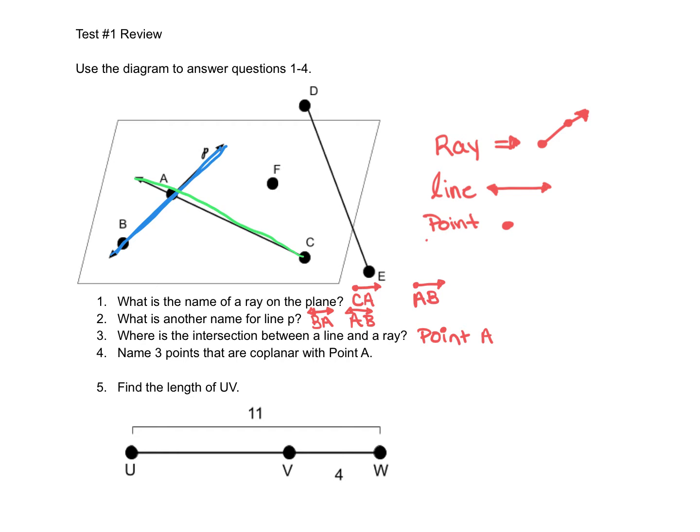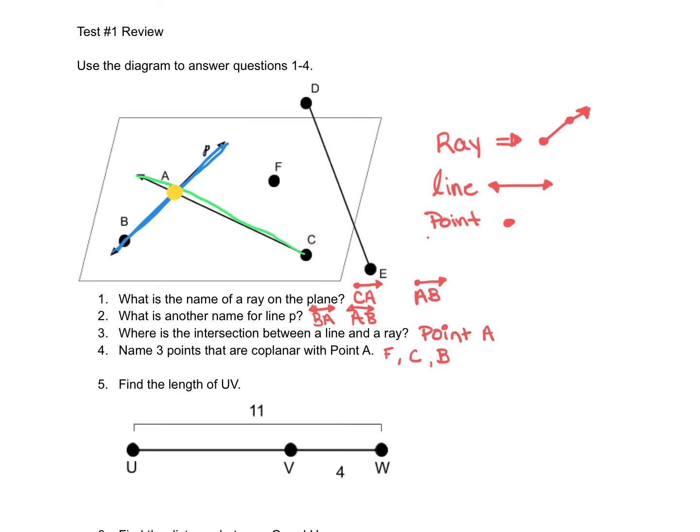Now it says to name 3 points that are coplanar with point A. We are looking at this point right here that I just colored in yellow. For something to be coplanar, it cannot also be collinear. So we need 3 points that fall within that same plane. I'm going to go with F, C, and B. We cannot use D or E because they fall outside of that plane.